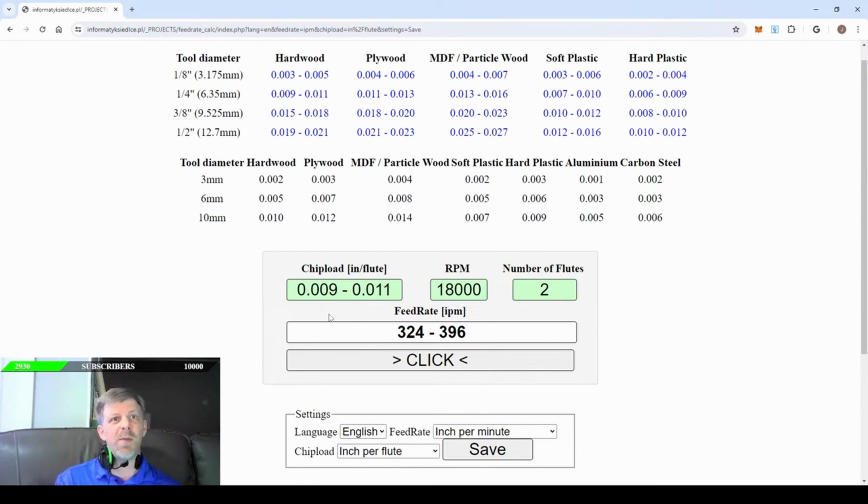And so typically in industrial standards, you would use the diameter of the bit. But with hobby style CNCs, it's better to use half the diameter of the bit. So if you're using a 1/4 inch bit, you would want to use a 1/8 inch step down.